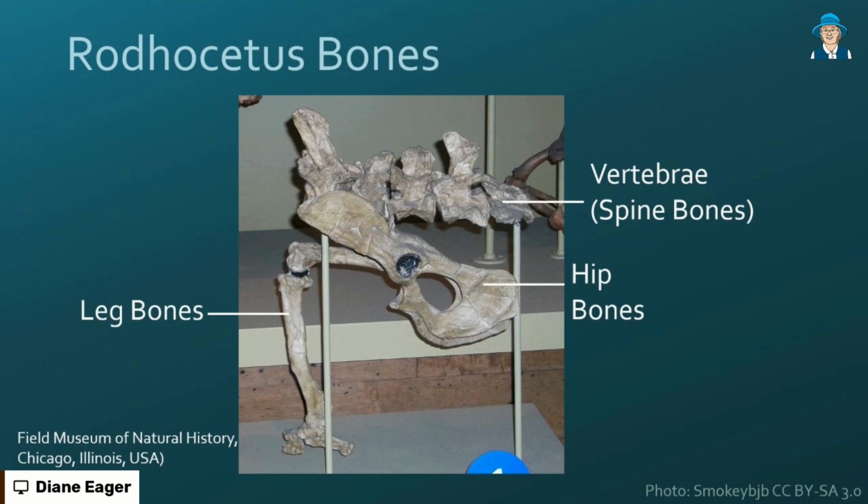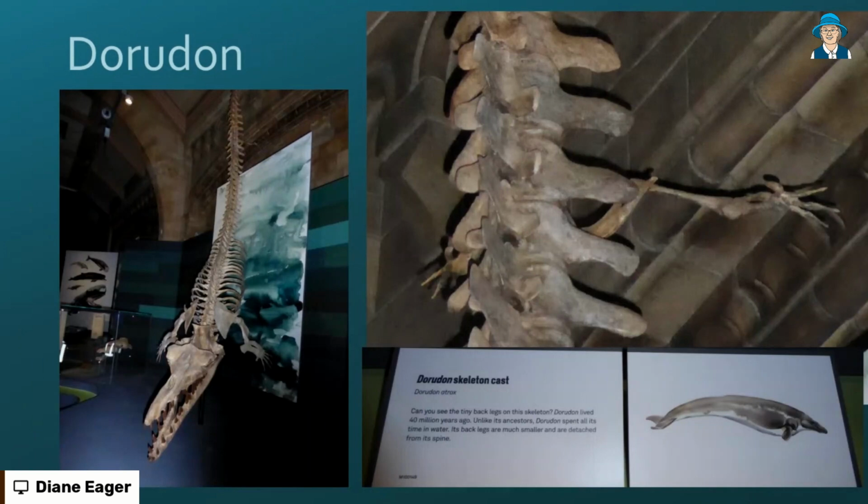Anyway, the next step was this creature, Dorodon, which was in the Natural History Museum because it's considered to be part of the step going to modern whales. And it does have some tiny little bones in its pelvic region. Now, this is the way they had it mounted. It was in a diving position. It was very hard to see these, but if you looked up in the rafters, you could see there were some tiny little bones.